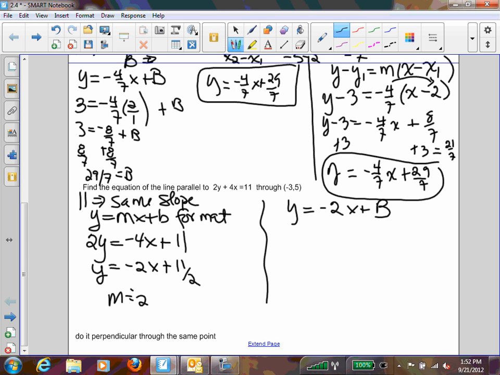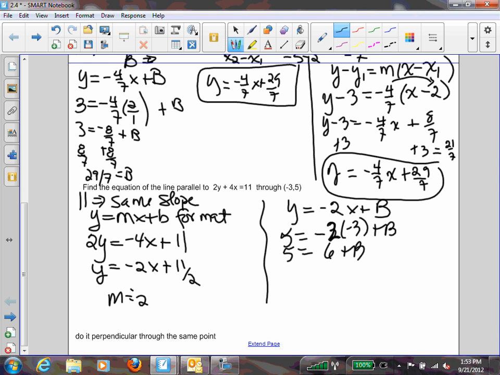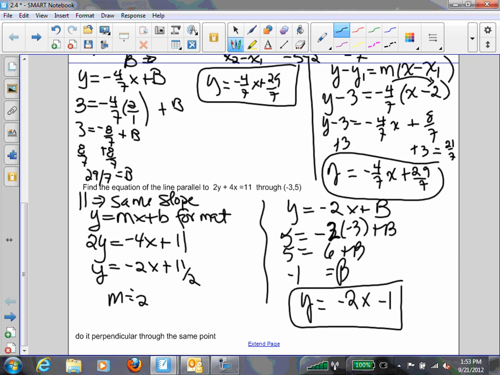And how do I finish this problem if I know that it's got to go through the point negative 3, 5? Emma? 5 equals negative 2 times negative 3 plus b. 5 equals 6 plus b, so b is equal to? And my equation then is y equals negative 2x minus 1. It's a two-step problem. The only thing that gets carried over or used is the slope. We have to find the new y-intercept.